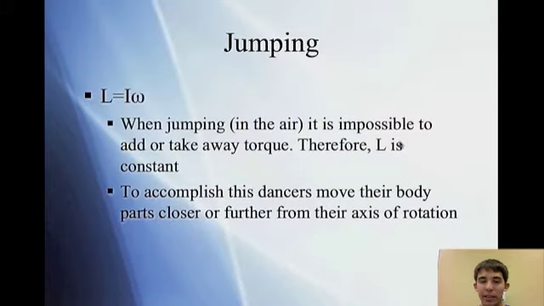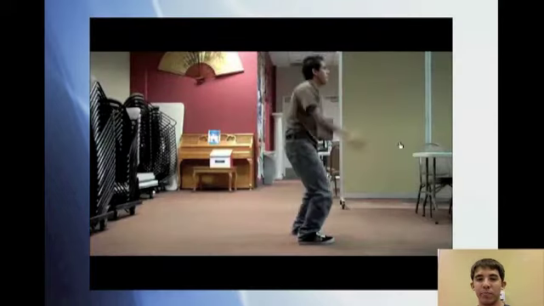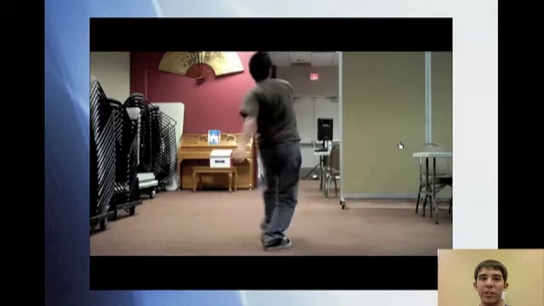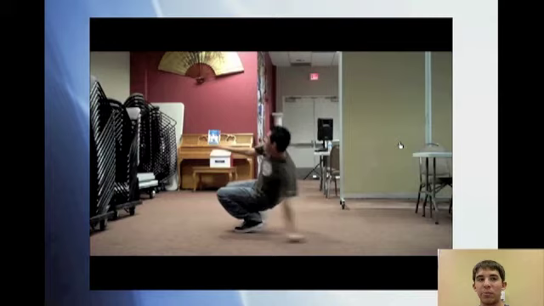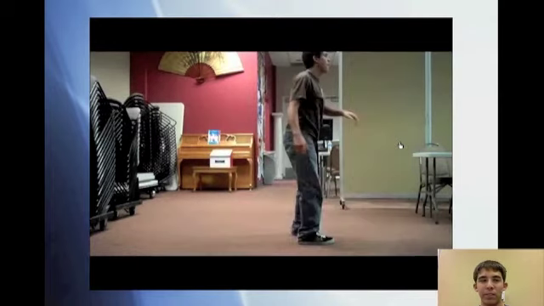When jumping in the air, it is impossible to add or take away torque. Therefore, L is constant. Like with turns, you must increase or decrease inertia to change velocity. Again, dancers accomplish this by manipulating their body position. Here we can see Antonio extending and retracting his legs in order to rotate around his axis of rotation the way he does.